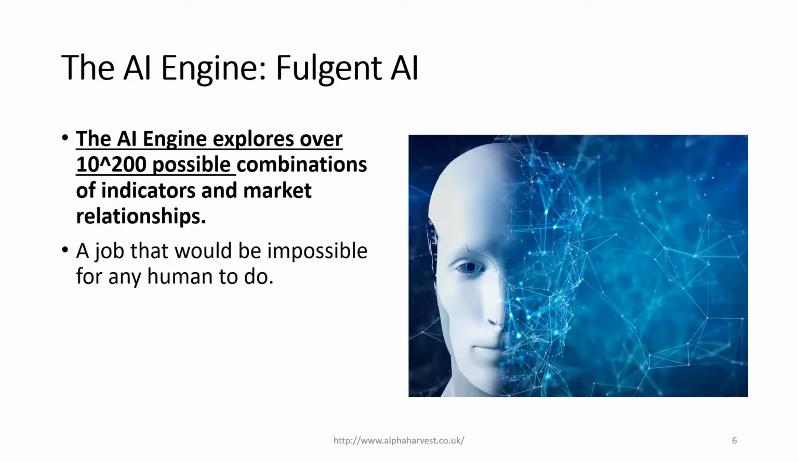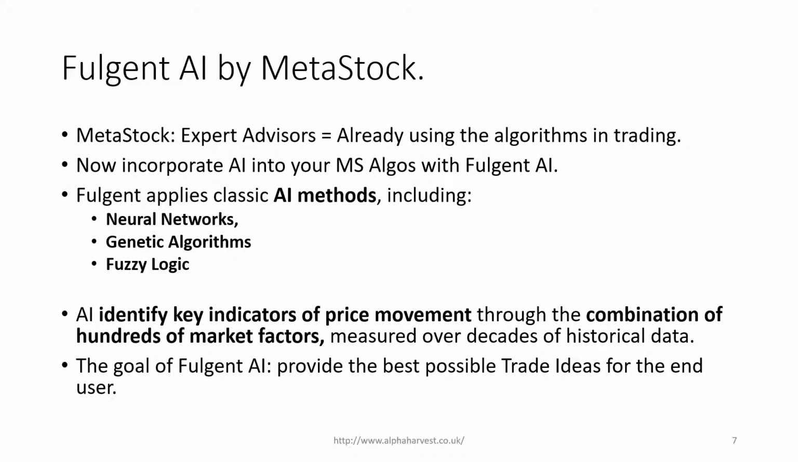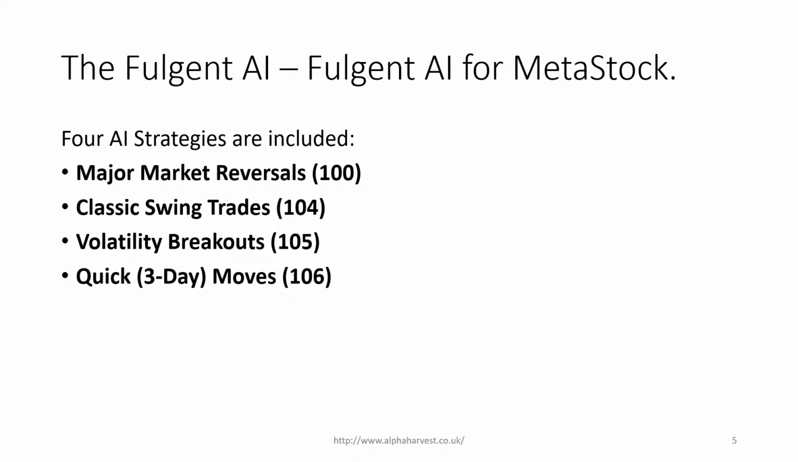Now the AI generates 10 to the power of 200 different possible combinations of market indicators and relationships. So it simply takes all the available technical indicators and tests them with all available settings, data and numbers using genetic algorithms, fuzzy logic and neural networks to identify the high probability trades. So we're going to screen the market using the Fulgent AI engine that sits on the MetaStock, and we're going to look at the FTSE350 and what's hot and what's not from an artificial intelligence trading perspective.